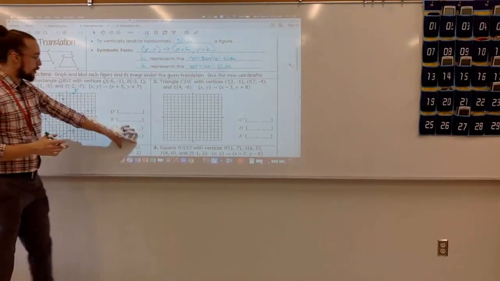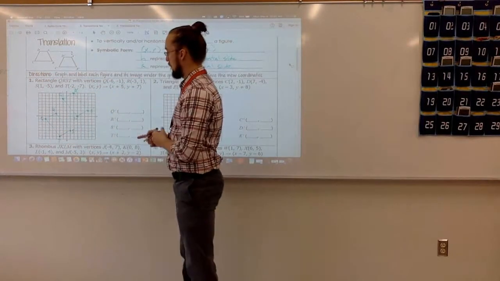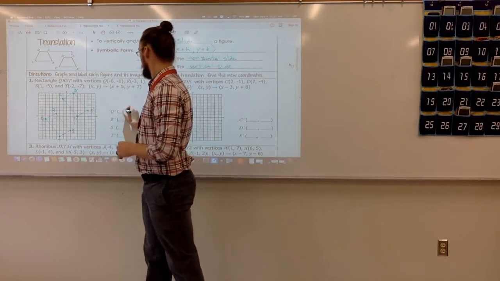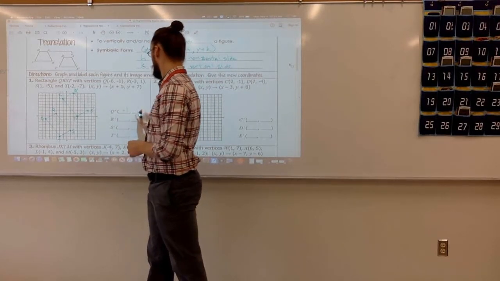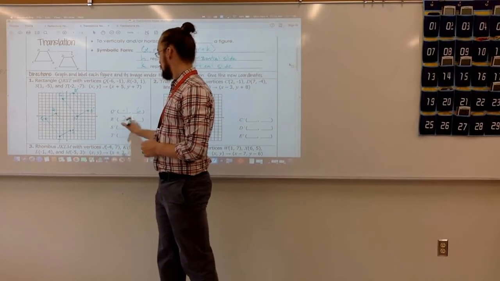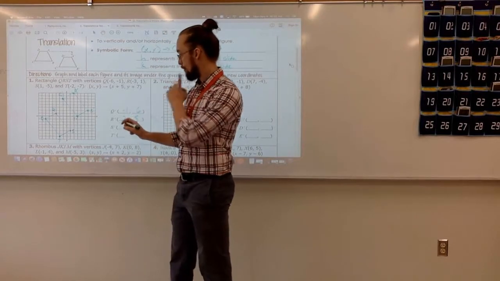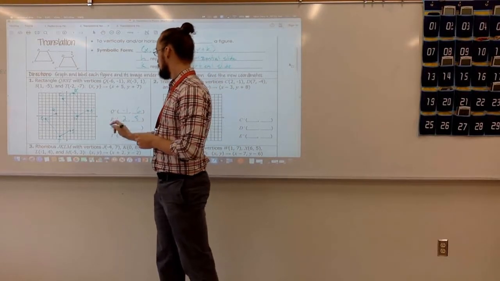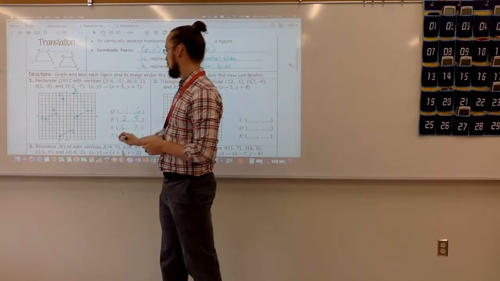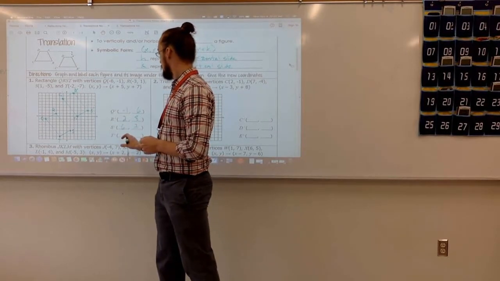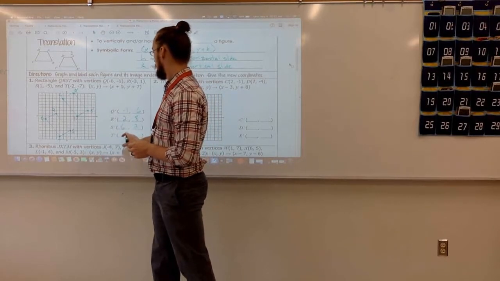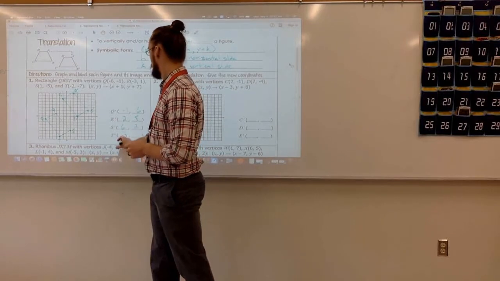So fill in our new coordinate points here. Q prime is at negative 1, 6. R prime is at 2, 8. S prime is at 6, 2. And T prime is at 3, 0.